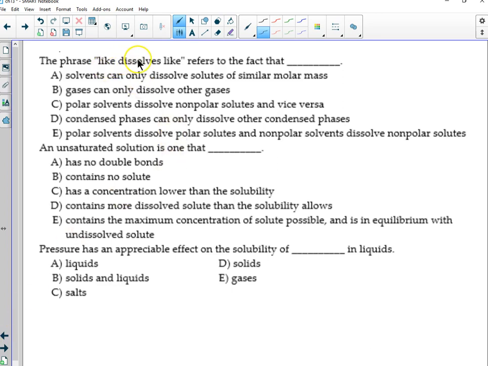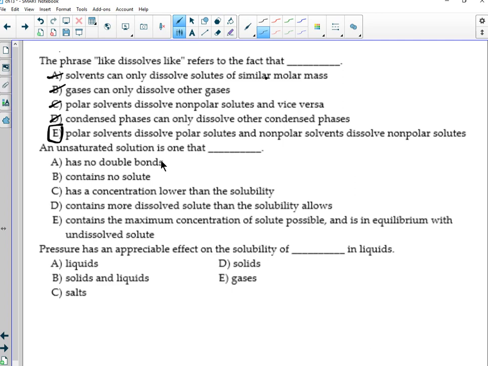All right, the phrase "like dissolves like" refers to the fact that solvents can only dissolve solutes of similar molar mass? No, definitely that's just dumb. Gases can only dissolve other gases? No. Polar solvents dissolve nonpolar and vice versa? That's wrong. Condensed phase can only dissolve other. What is that? Polar solvents dissolve polar solvents and nonpolar dissolve nonpolar, right? Like bonds will dissolve in each other. Unlike bonds will not.